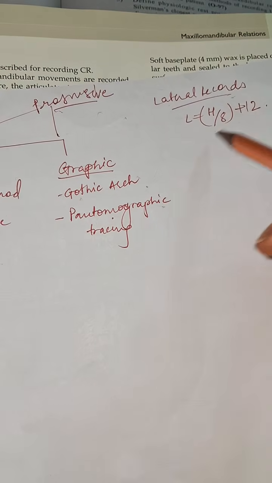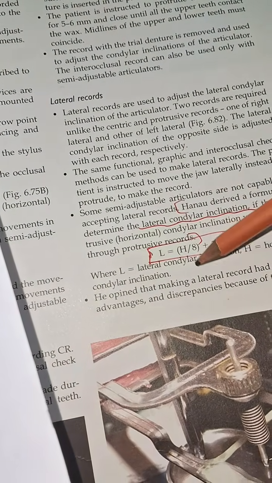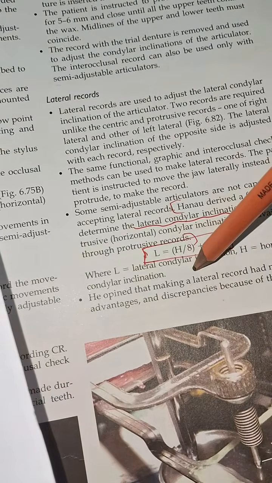And for lateral records, there is a formula that Hanau gave: lateral condylar inclination is equal to H by 8 plus 12. That is, horizontal condylar inclination divided by 8, plus 12.